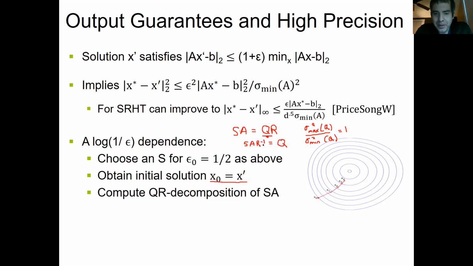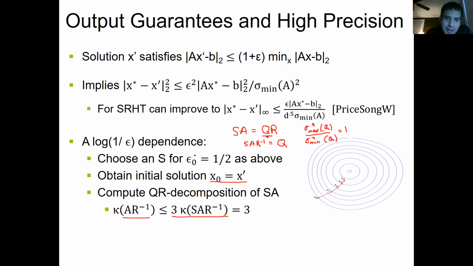But we don't care about S times A, right? We care about A. And the idea here is, well, why don't we just try to use R inverse as a preconditioner for A? And that turns out to work. So if I look at the condition number of AR inverse, you can show that it's at most 3 times the condition number of SAR inverse. And the 3 is really coming from S being a 1 plus or minus epsilon 0 approximation of all vectors. So if you're curious where the 3 comes from, it's 1 plus epsilon 0 over 1 minus epsilon 0. But I won't get into the details.